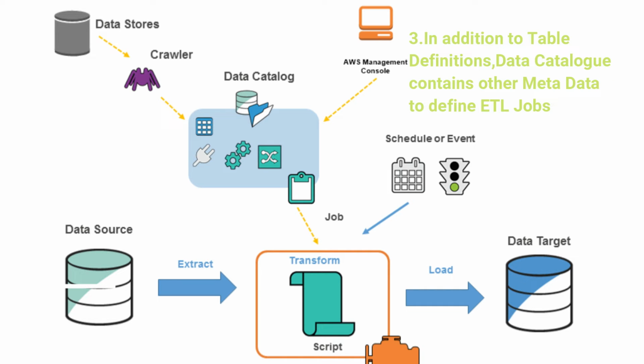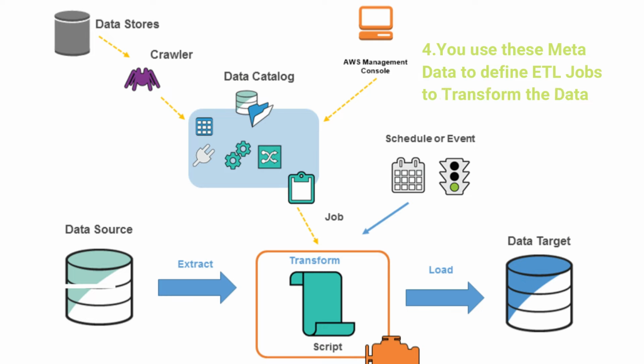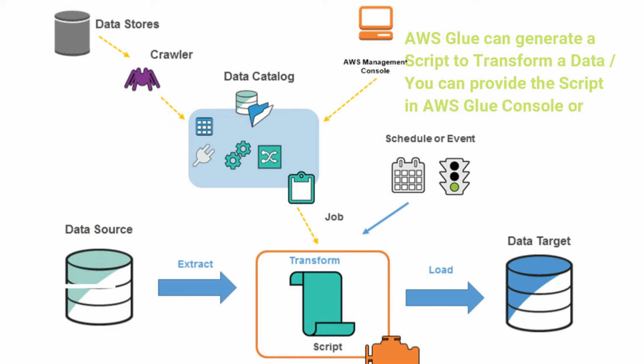In addition to table definitions, the data catalog contains other metadata to define the ETL jobs. We use this metadata to define ETL jobs to transform the data. So Glue can be used to generate a script to transform data. You can provide the script in the AWS Glue console or in the API.